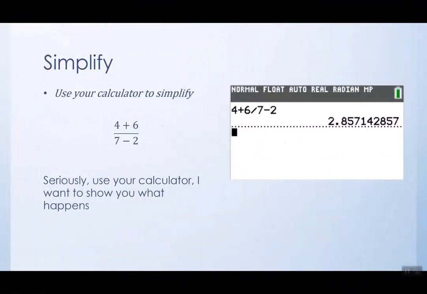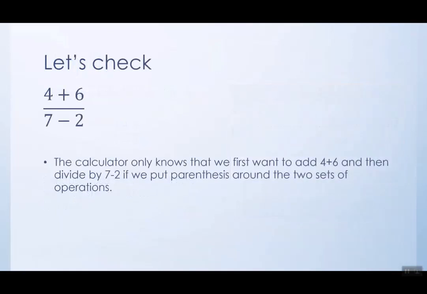All right, so hopefully you did that. And you'll get what I got, that 4 plus 6 divided by 7 minus 2 on my calculator says 2.857142857. But the question is, is that right? So let's look at it again. If we just check it ourselves, we can see 4 plus 6 is 10, 7 minus 2 is 5, and we know 10 over 5 is 2.